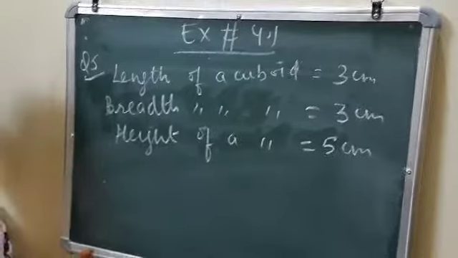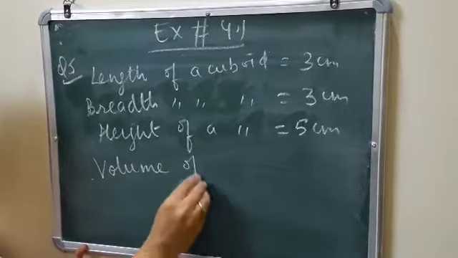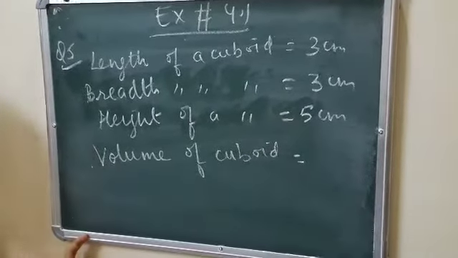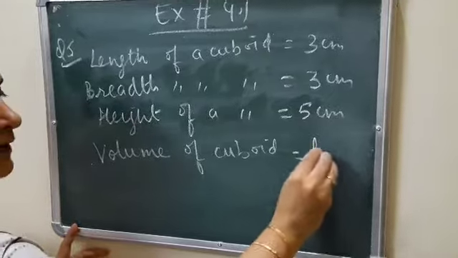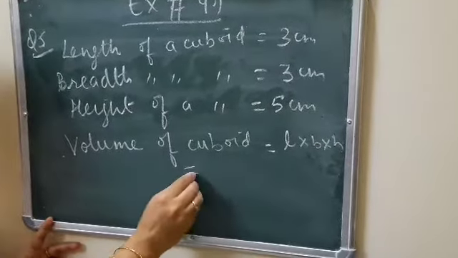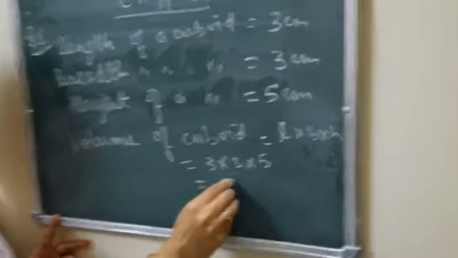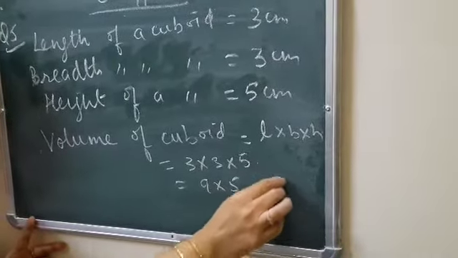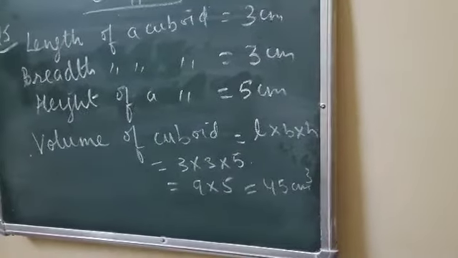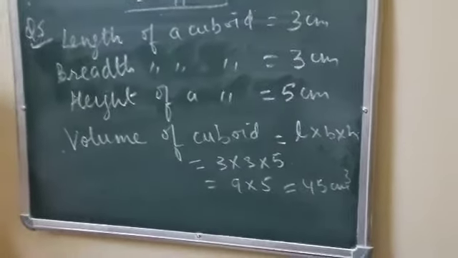So for that, what do we require? First we should know what is the volume of cuboid. Right? What is the total capacity of the cuboid? We should know that. What is the formula for volume of cuboid? L into B into H. So we multiply 3 into 3 into 5. It is 9 5s are 45 centimeter cube. So this is the volume of one cuboid. You have to find how many cuboids are required to form a cube.